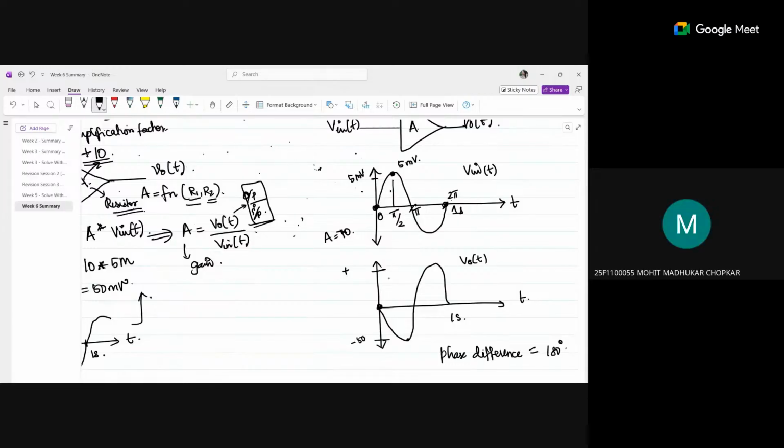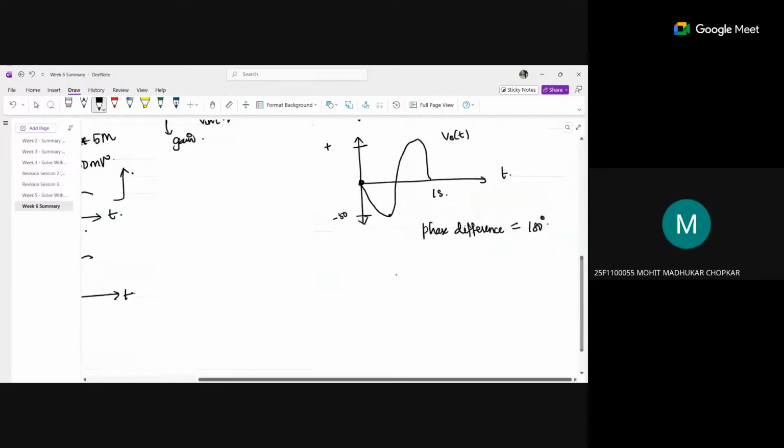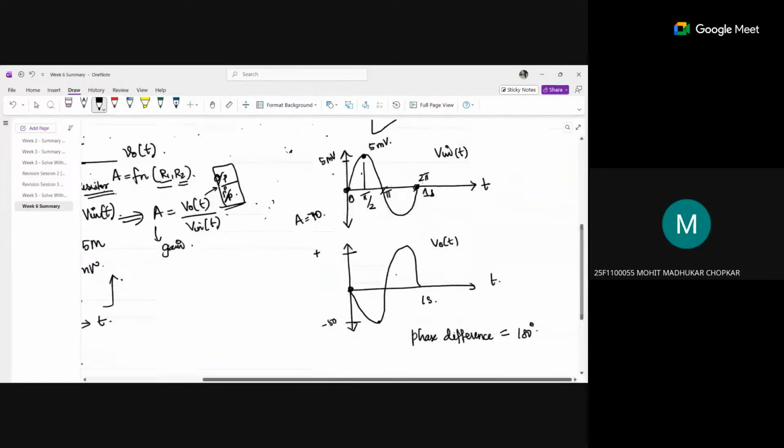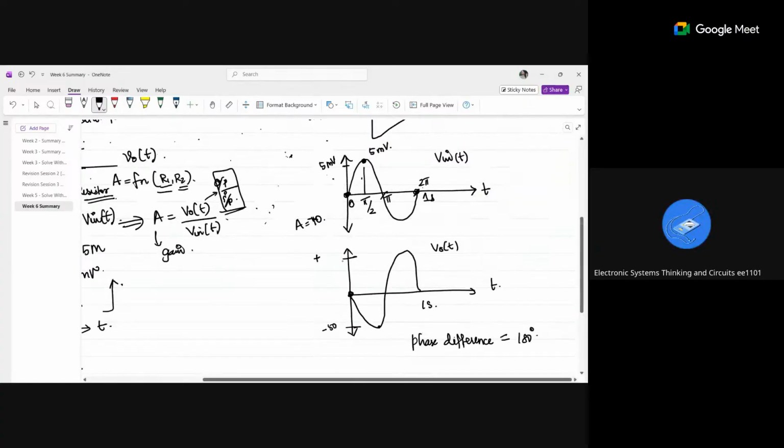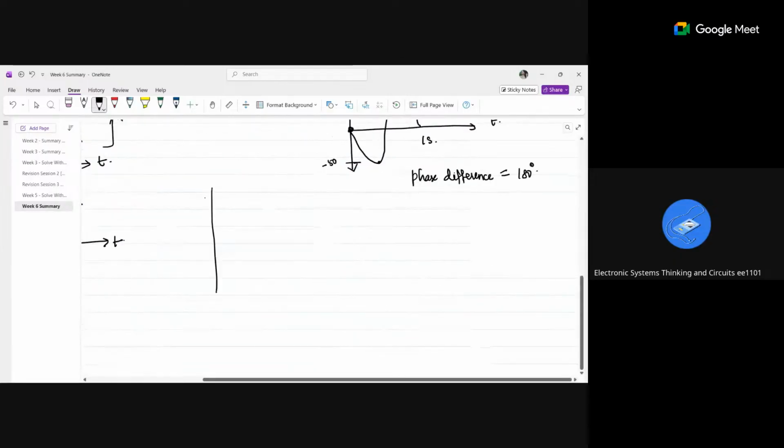Phase difference between inverting and non-inverting, or positive half cycle or negative half cycle. Phase difference means the difference between the positive half cycle and a negative half cycle. No, I'm asking the phase difference between the input and the output. Okay, so if I draw in the same graph, see, this is for the non-inverting amplifier.